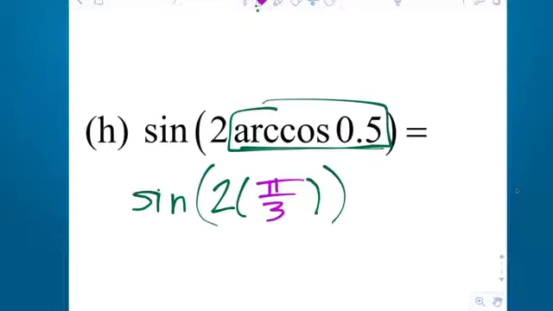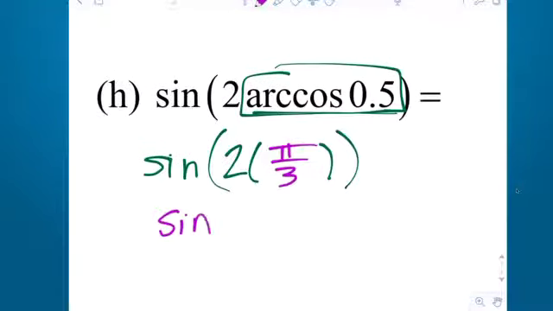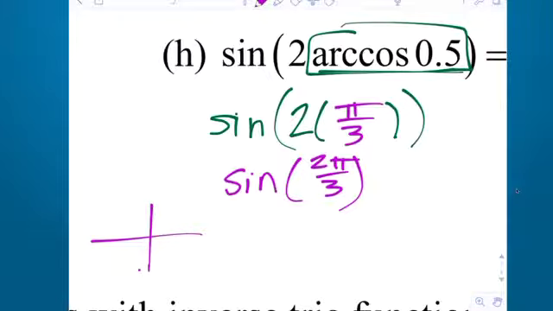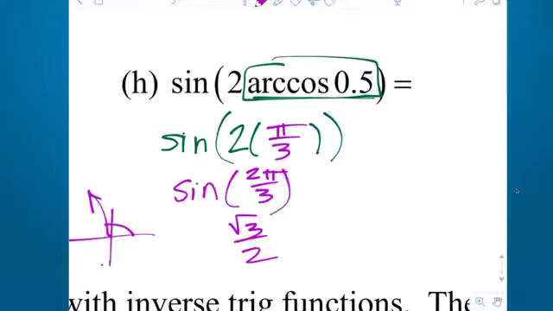Excellent. And now I multiply. What's 2 times pi thirds? 2 pi thirds. Okay. And that is now a unit circle angle. So what is sine of 2 pi thirds? Which quadrant are we in? It's going to be square root of 3/2, but is it positive or negative? It's positive. Yeah, in quadrant 2, sine is positive.